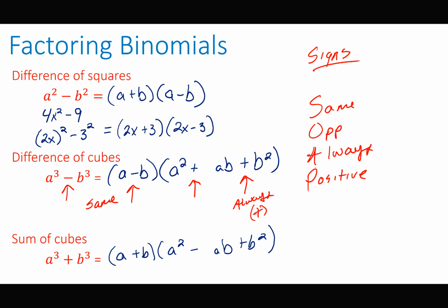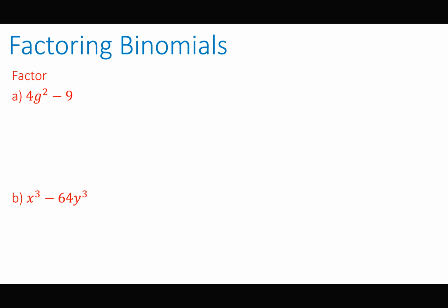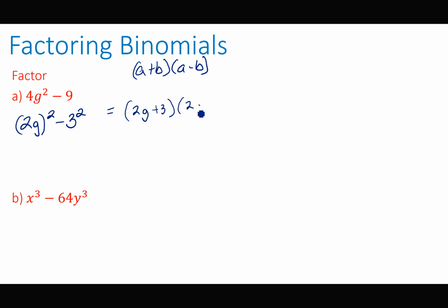All right, so let's use this. Let's actually factor. So 4g squared minus 9, this is like the one that I actually just did. 4g squared, I could write that as 2g quantity squared minus 3 squared. So I know my difference of squares is a plus b, a minus b. And so this becomes 2g plus 3, and then 2g minus 3, and I'm done.